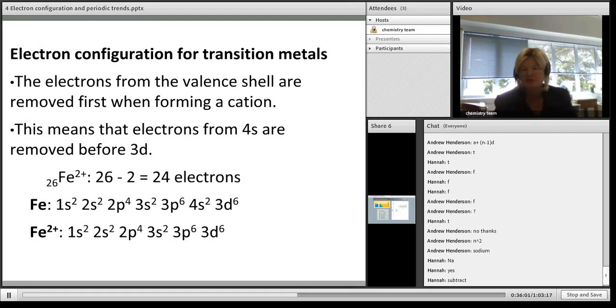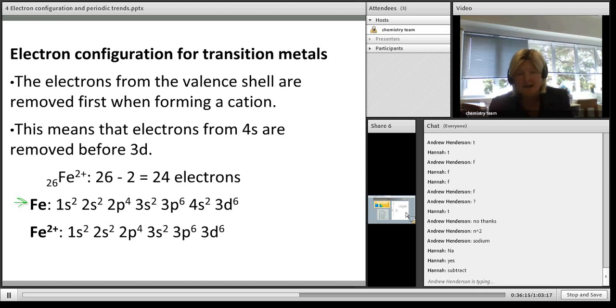So see, nobody's really wanting to have a go. But if I take my iron, for instance, it's got 24 electrons. So what I've written over here is for the neutral atom. When I take away my electrons, the 4th energy level is the valence energy level. So I've got to take from the 4th energy level before I can take from the 3rd energy level.